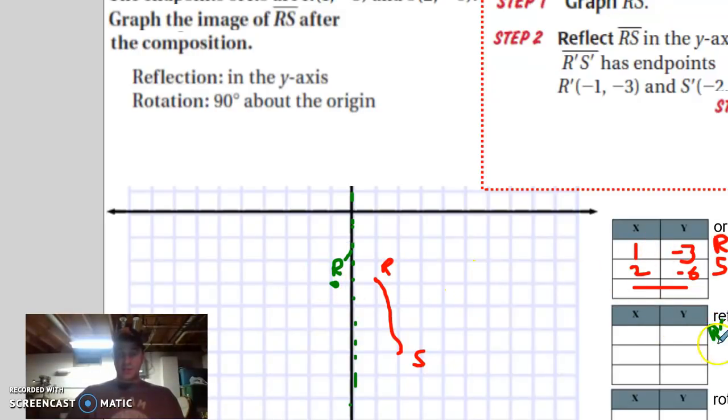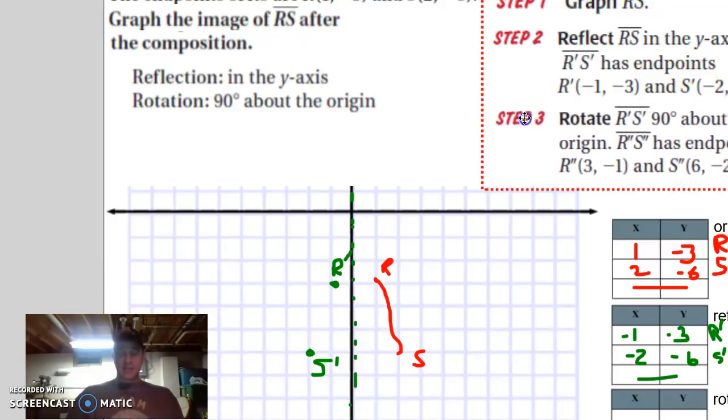The y values stay the same. They're -3. But the x value goes from being +1 to -1. That's going to flip. Hopefully that's starting to make a little more sense the more that we do these. S is the same thing. To go from S to S prime, I was 2 to the right, and now I'm going to be 2 to the left. So I go from +2 to -2, but the y value of -6 stays the same. And we'll call that S prime. Okay, so that was step 2.